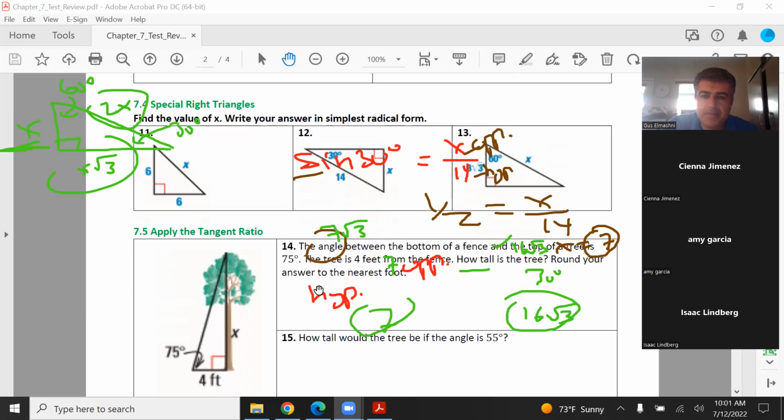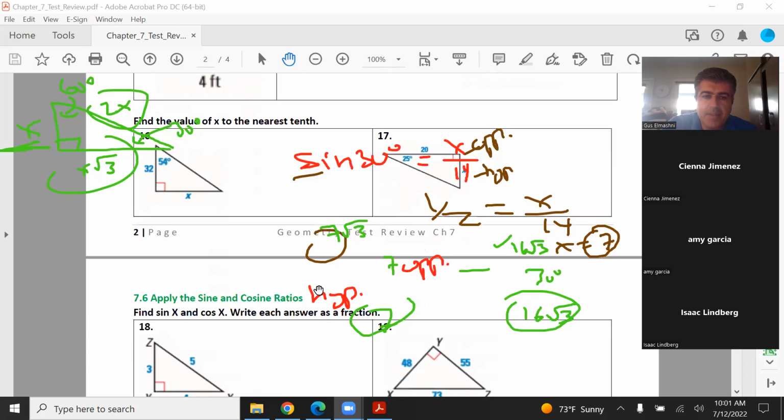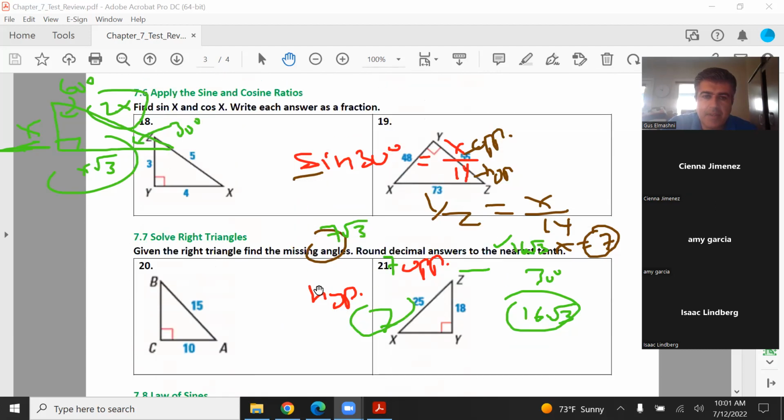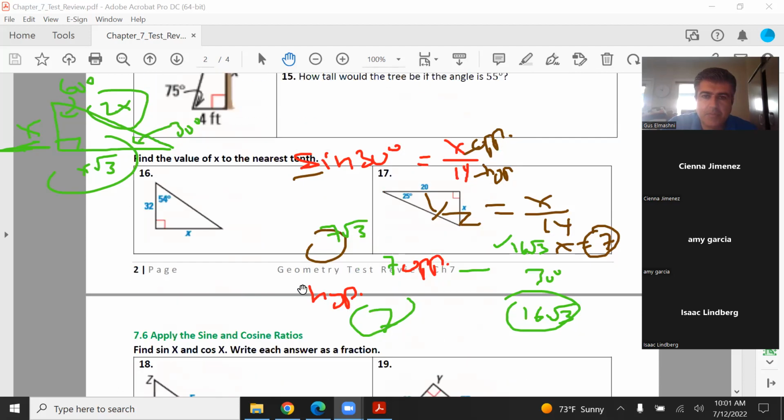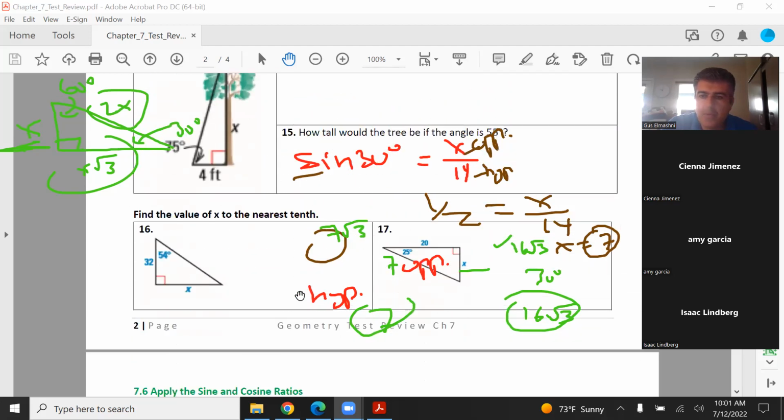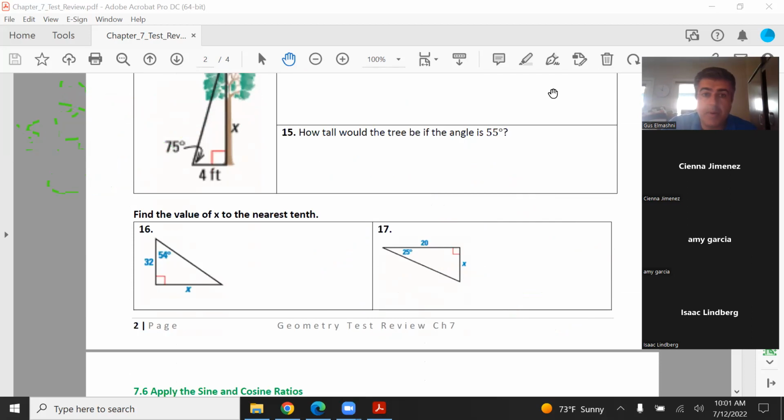All right, let's keep moving. 15, then 17, then 19, 21. Okay, so 4 more problems before we finish this homework review, then we'll start 8.1.